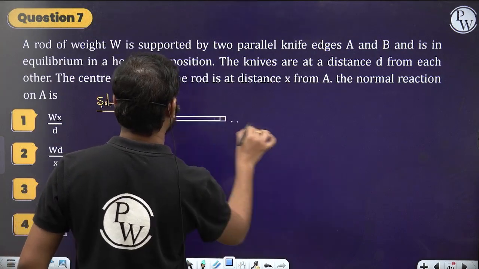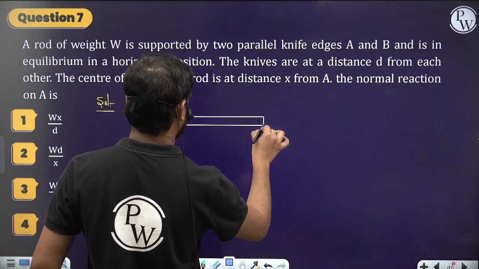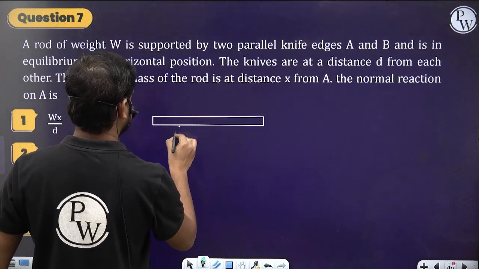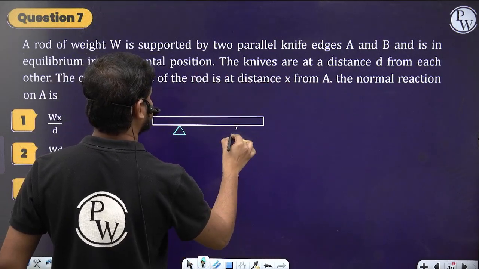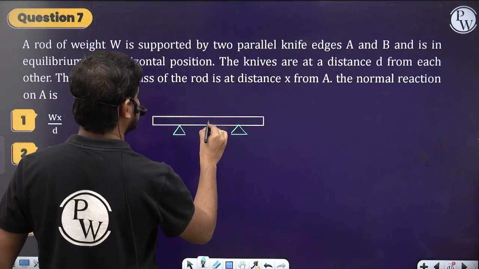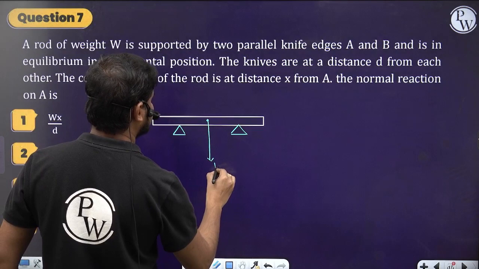So consider this is a rod, which is supported by two parallel knife edges. Consider this is one edge and this is one more edge, A and B, and it is in equilibrium. Its weight W will be at the center.